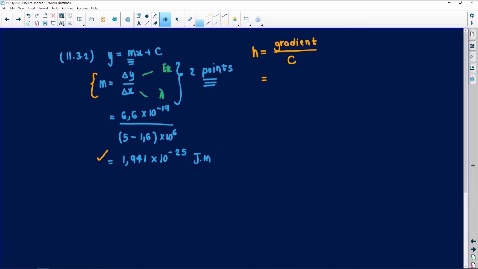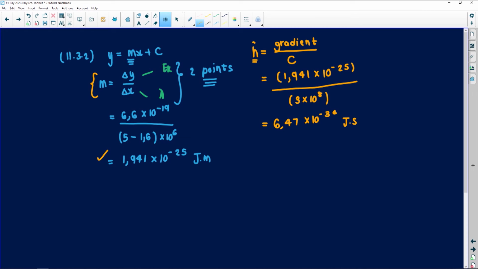So the gradient that I got was 1.941 multiplied by 10 to the negative 25. The speed of light is a constant. You do find it in your formula sheet, which is 3 times 10 to the exponent 8. Now, if you put this in your calculator, you'll find the h. Now, we are just confirming. I find 6.47 times 10 to the negative 34, and that is Js. Remember, this is Planck's constant.